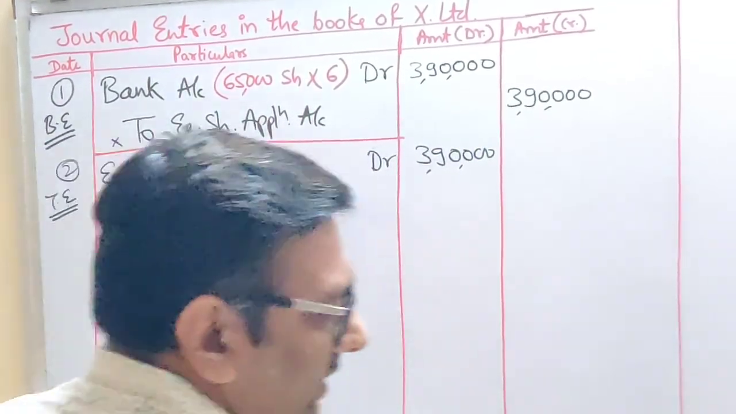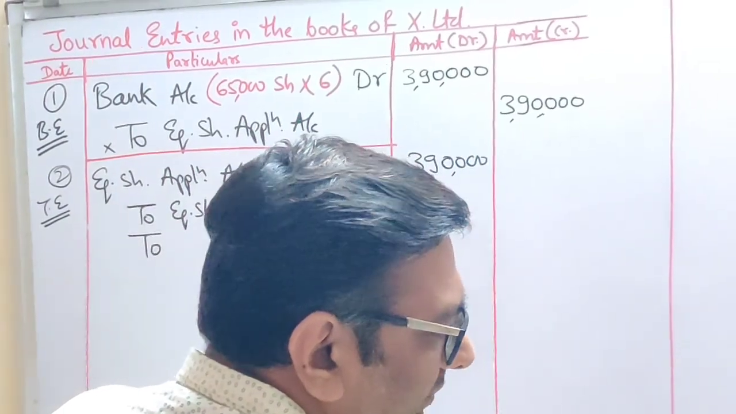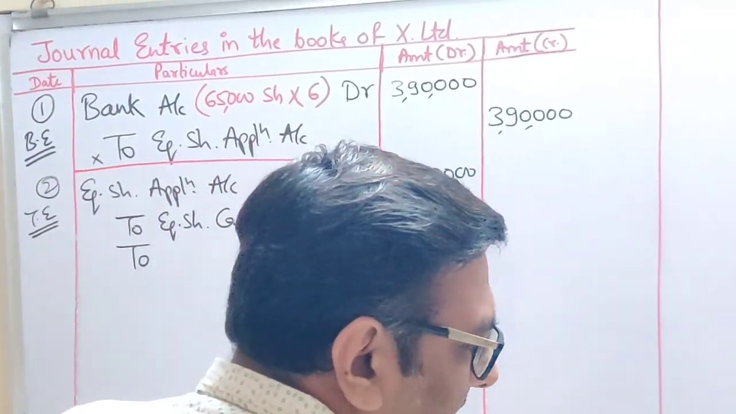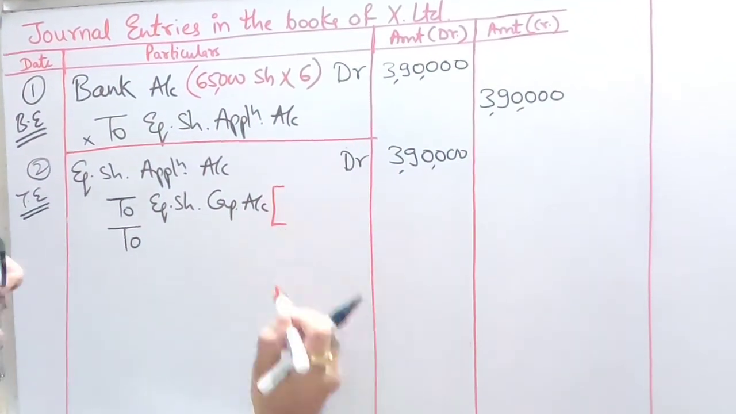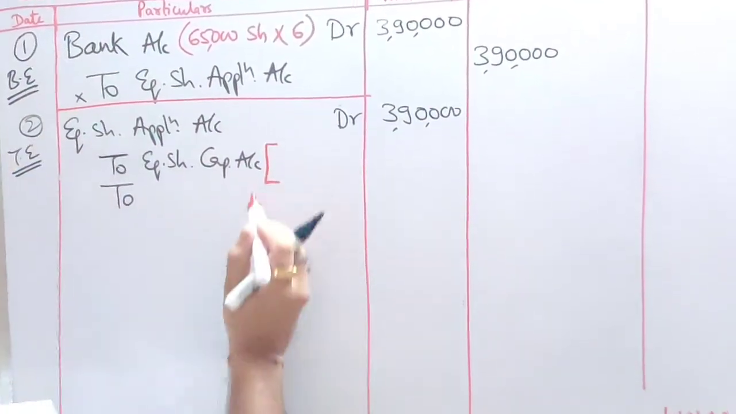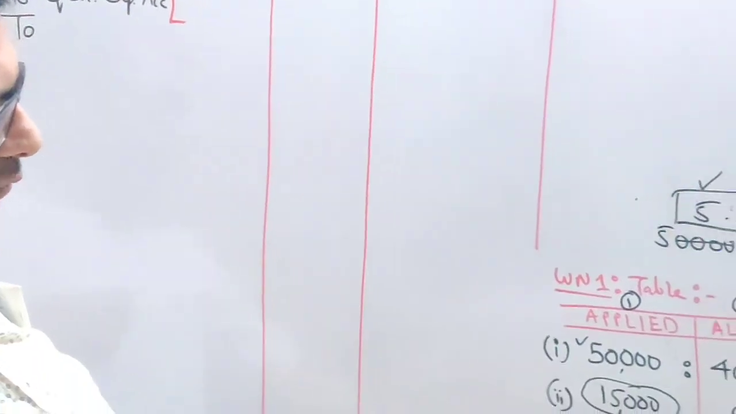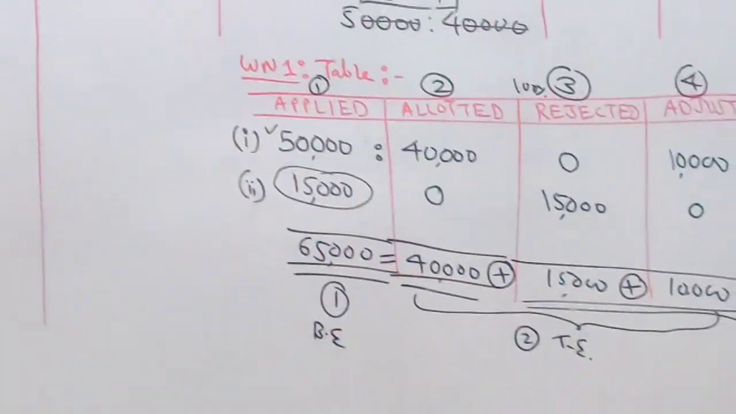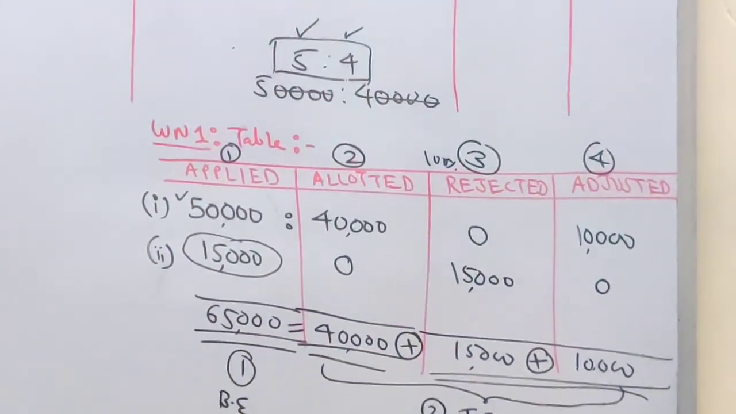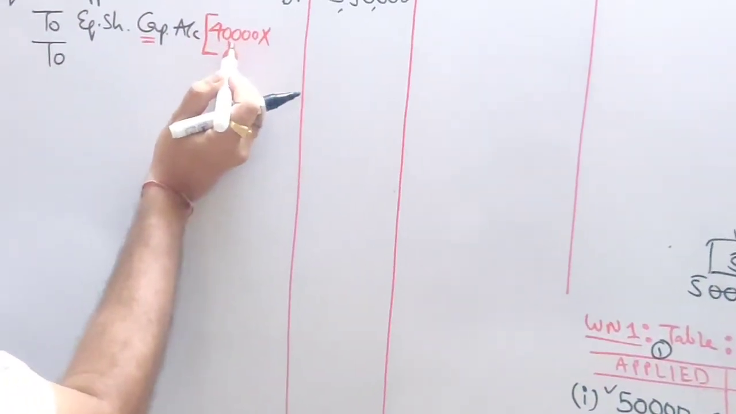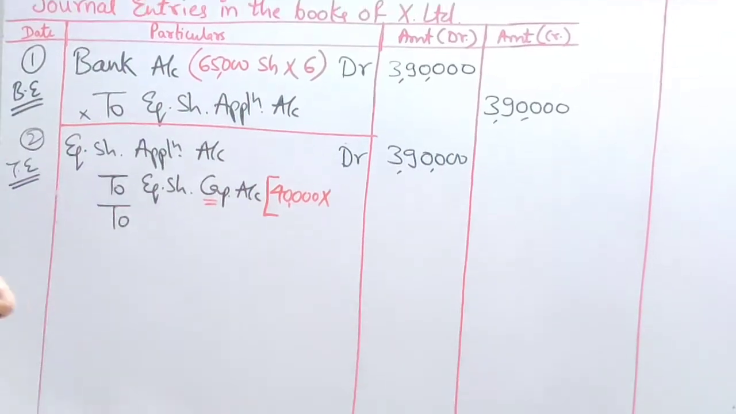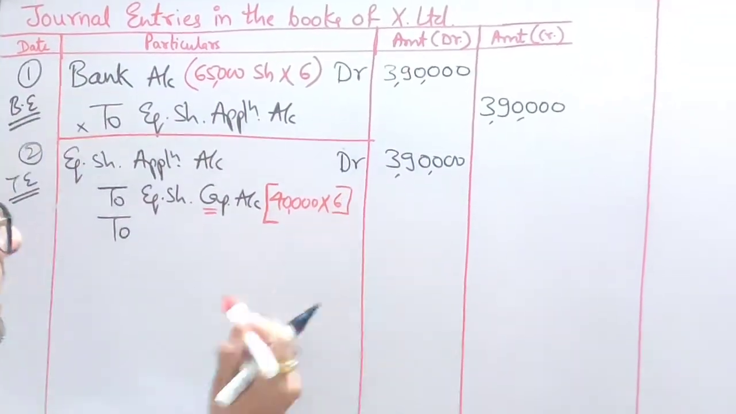In capital, you will write allotted shares. How many shares did you allot? 40,000. So for capital, you will write allotted shares. This is how the table will help you to pass the second entry. The 40,000 shares you allotted will go in the capital account. Whatever you have allotted will go in the capital account into application money.